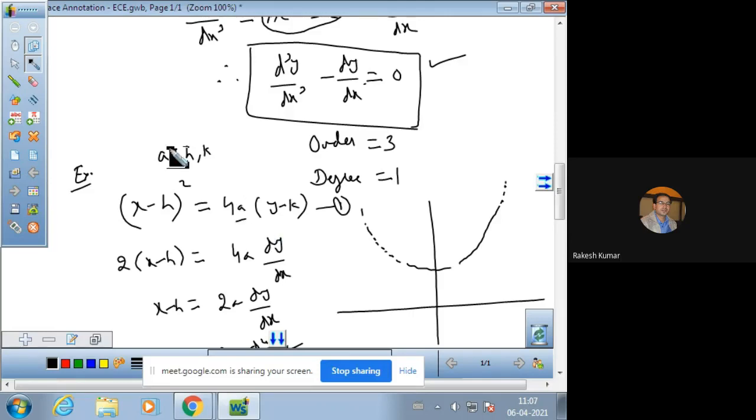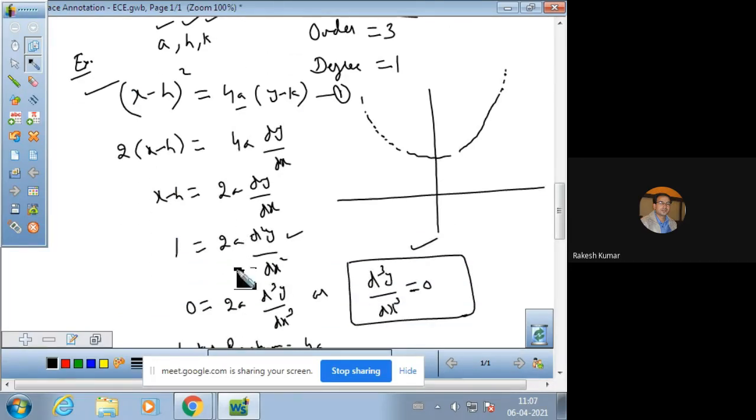It is clear because it involves three constants. So you just have to find out the third order derivative. It must involve the third order derivative term in the differential equation. So the first order derivative of 1 is this. So from this, you will be able to find out x minus h is 2a dy by dx. And when you differentiate this equation again, this is equation number 2, after finding out the derivative, you will have a second order derivative term.